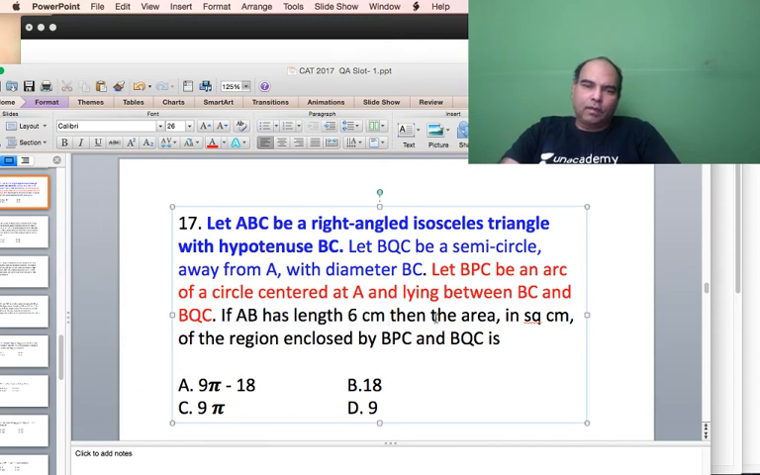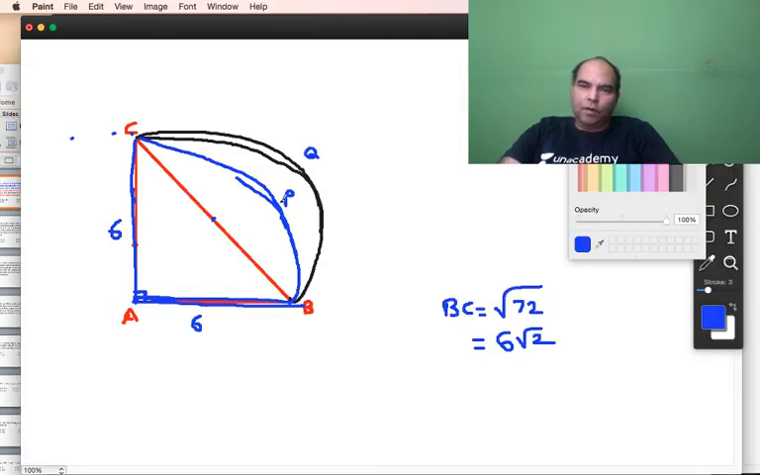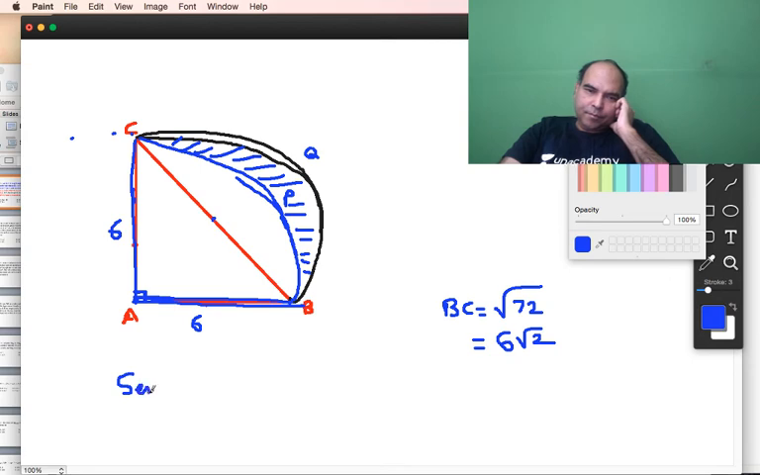So the question asks: find the area in square centimeters of the region enclosed between BPC and BQC. So we're looking for the area enclosed between BPC and BQC, this area. If I have to find this area, I need to take the semicircle BQC minus the area of this part of the figure.